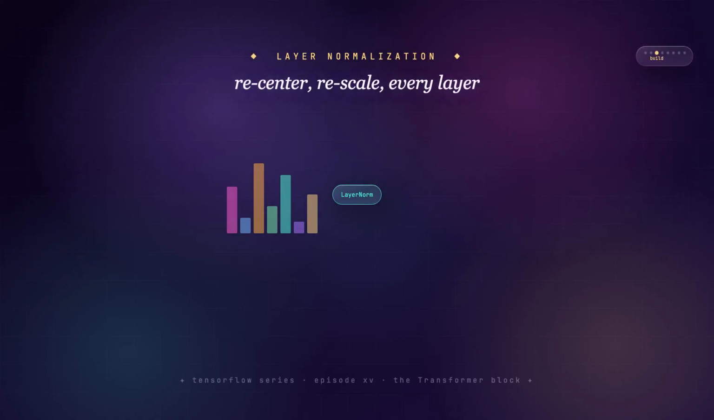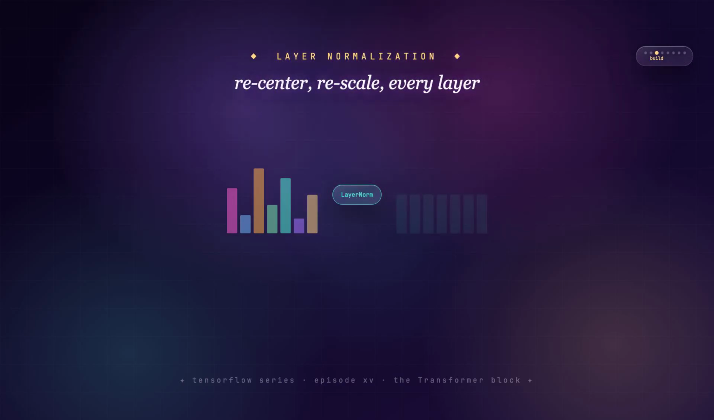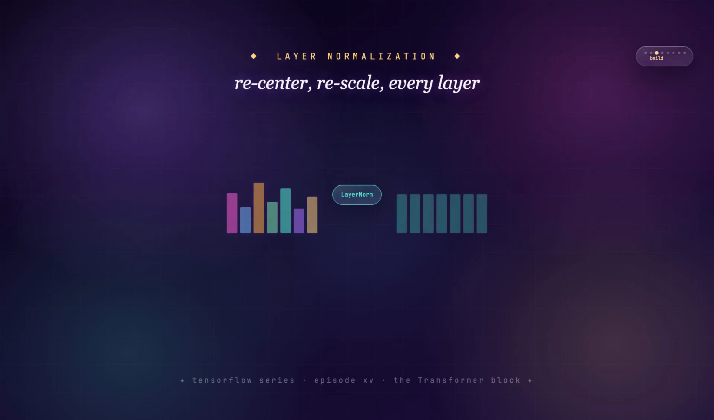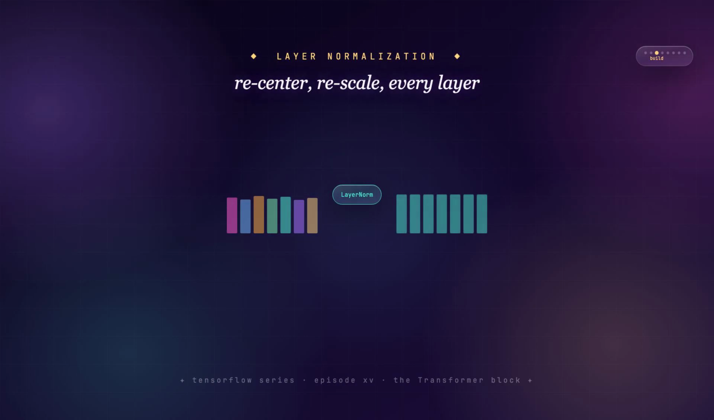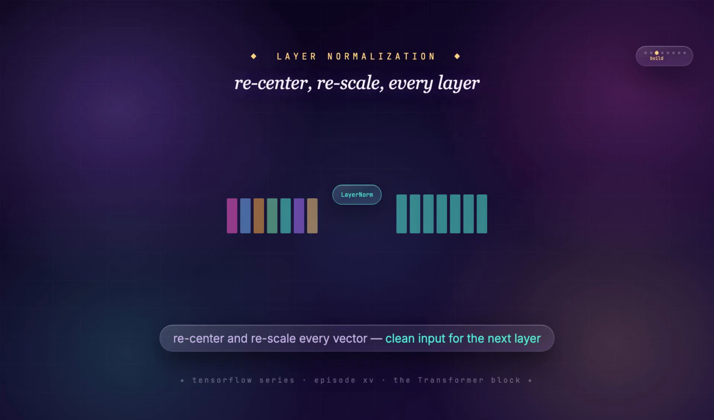Then layer norm. After all that adding and mixing, the numbers in each vector can drift, some huge, some tiny. Layer norm recenters and rescales every vector, so the next layer always gets clean, well-behaved input. Normalize, then continue. Add norm, add norm. That rhythm repeats through the whole block.